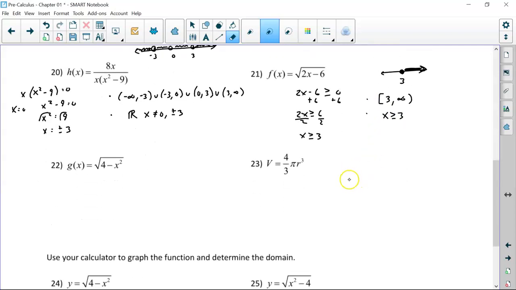Number 22 is a more complicated problem. Now, it's a square root, so the number under the radical, 4 minus x squared, is greater than or equal to 0. What makes this more complicated is it is a quadratic inequality. So to solve this, the first thing we're going to do is treat it as an equation. I'm going to change it to 4 minus x squared equals 0. We'll worry about the inequality later on. So I'm going to add x squared to both sides, so I get 4 equals x squared. Take the square root of both sides, so I get x equals plus or minus 2.